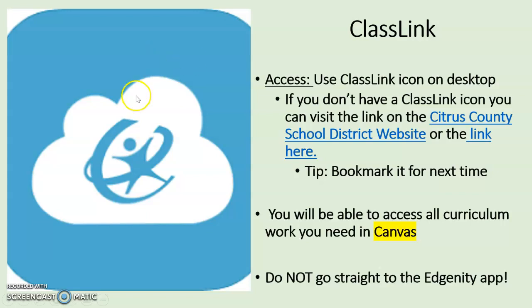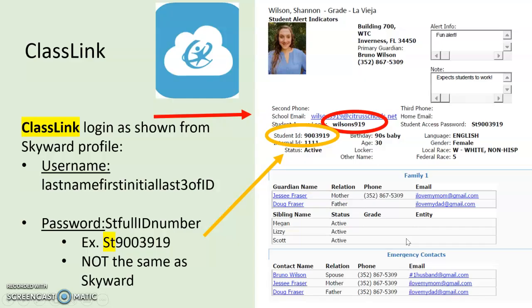If you don't have that ClassLink icon on your desktop, you can always go to the district website or the link here for that ClassLink app. If that's the case, make sure you bookmark it for the next time. You will not be going straight into the Ingenuity app. When you go to ClassLink, all of your curriculum will be through Canvas.